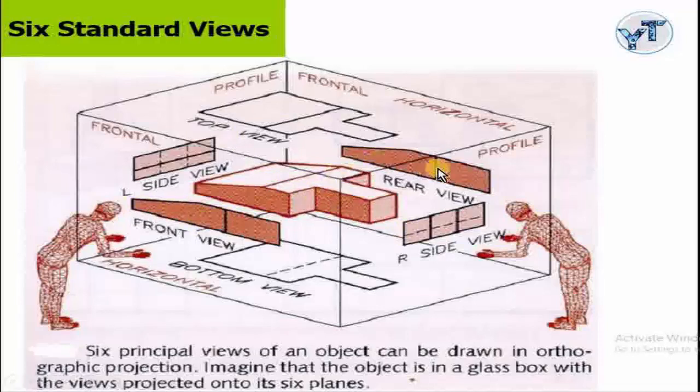Suppose this front view is written here, then it satisfies the condition that the object is in between the observer and the plane of projection. Similarly, this right side view is written on the left side, then it satisfies the condition that the object is in between the observer and the plane of projection.